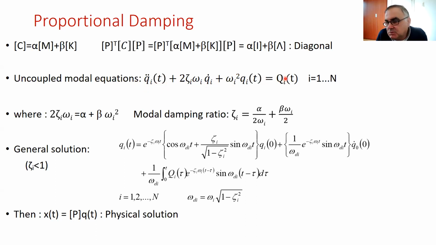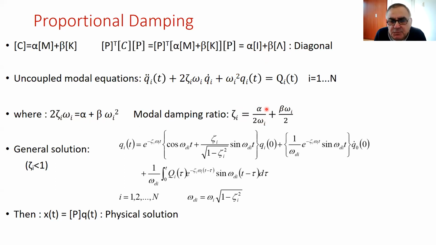This is, as you might remember, the equation of motion for a damped first, one degree of freedom system. And we have n of these, and these are easily solvable. And here we have defined 2 zeta omega I as alpha plus beta omega squared, just from here, as you might remember, omega I squared, so that we have defined a modal damping ratio. The damping ratio for the ith mode can be obtained as a function of alpha, beta, and omega.